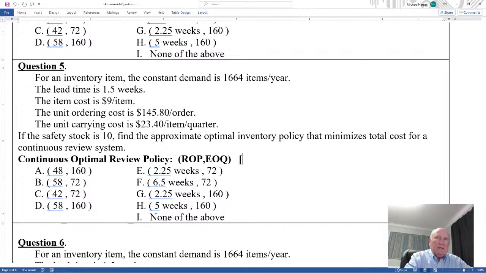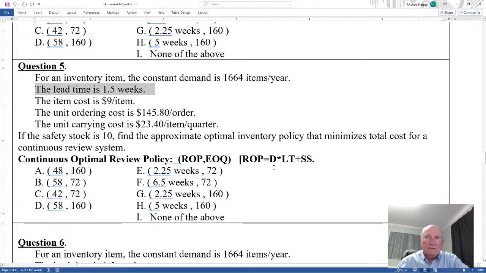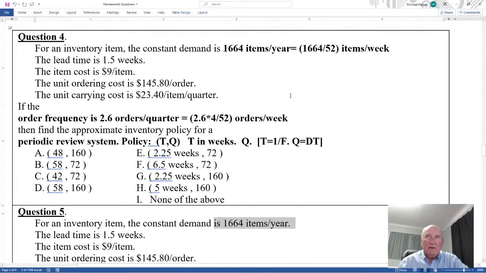Well, ROP equals demand times lead time plus safety stock. And that's why I gave you the safety stock. There's a safety stock. Well, we have the lead time up here. Sure enough, there it is. Demand times lead time. Okay, my demand again is in years. Fine, I come back up here. I know I have to do this.